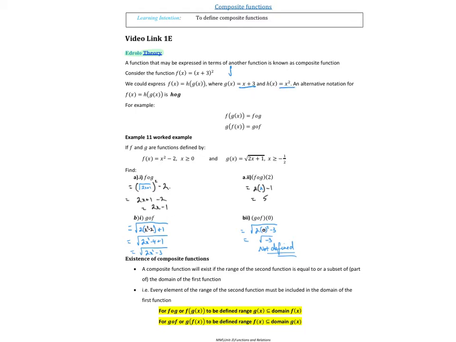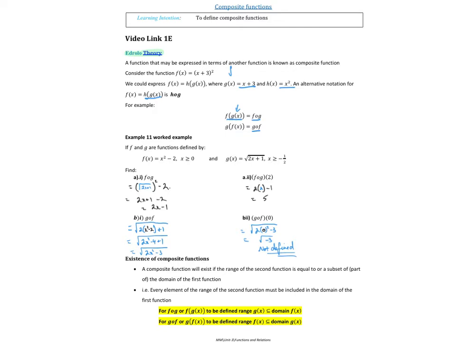We're just substituting x plus 3 into x squared, which is what this notation says. Our composite function notation might use f of g of x. In other words, we substitute the g of x function into f, and we might also call that f of g. And g of f of x means we substitute f of x into g, and we call that g of f. So we can combine any two functions and work out a composite function.